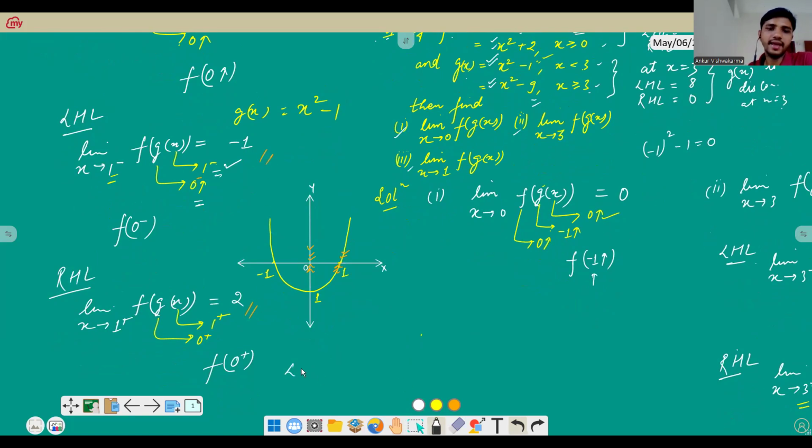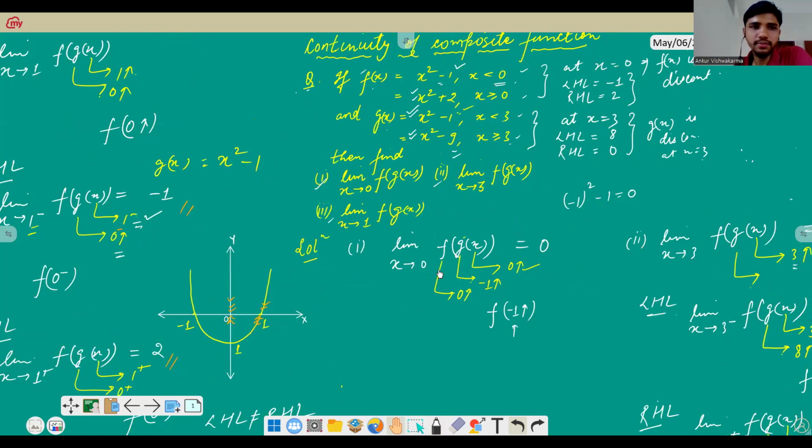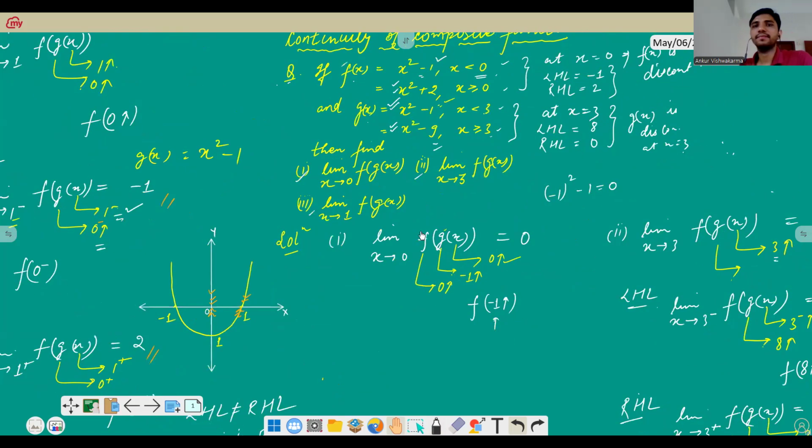Again, LHL is not equal to RHL, so the limit does not exist. So that's how we calculate the limit of a composite function. I hope you are clear with it. Thank you.